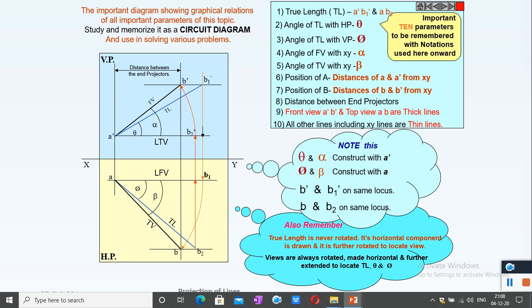The true length is never rotated. Its horizontal component is drawn and it is further rotated to locate the view. Views are always rotated, made horizontal and further extended to locate true length, theta and phi.